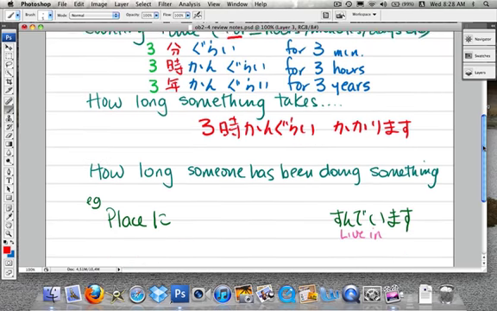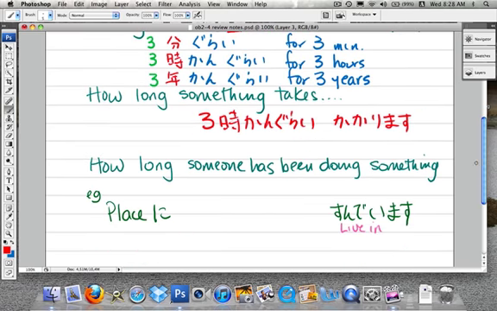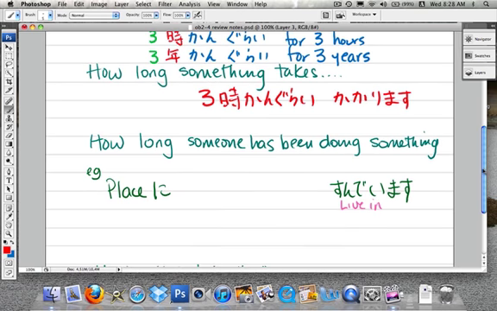When you ask how long someone has been something, for example, how long someone's been living, you just change the verb from kakarimasu to whatever it is that you want to have. So I've been living in a place for 3 years. Sannen. I have to count the years, so I need my kan, and I need my gurai. This is a great multiple choice question.